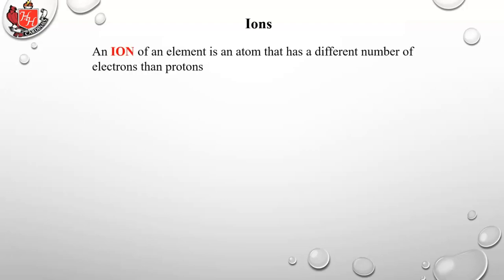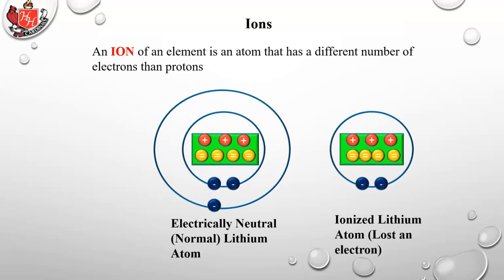An ion of an element is an atom that has a different number of electrons than protons. So isotopes have different numbers of neutrons. Ions have different numbers of electrons. And ions are far more important in the study of chemistry than isotopes. And we'll get into that.